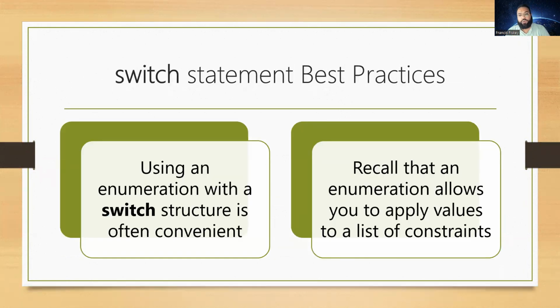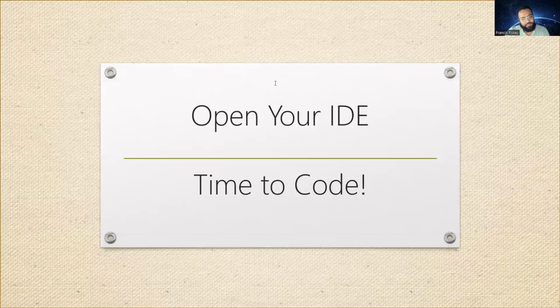So what are some best practices when implementing switches? Use an enumeration with a switch structure, because the enumeration may or may not change that quickly, and enumerations are easier to iterate over or to switch on. Recall that enumerations allow you to apply values to a list of constants, and those constants are based upon what you want that value to be. Normally, and more specifically, enumerations are mapped to an integer value, and it is highly suggested that you stick with that. Otherwise, let's talk about what they look like.